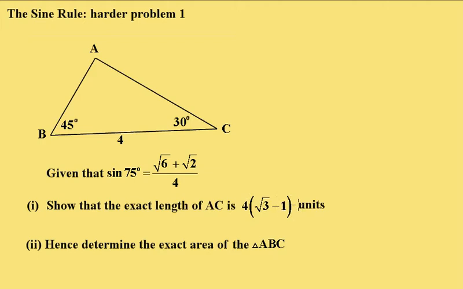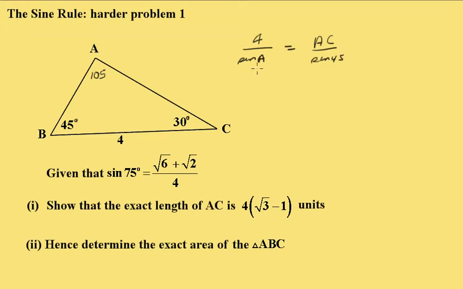Now, setting up the sine rule, we know that 4 over the sine of the angle A must be equal to AC, the one we're trying to find, over the sine of 45. Now, to get the angle A, we know that the sum of a triangle is 180 degrees, so this is 75 degrees, which makes this 105. So that is the sine of 105 degrees.